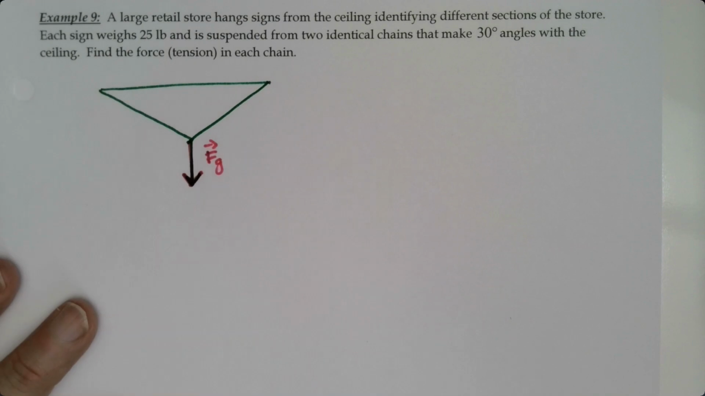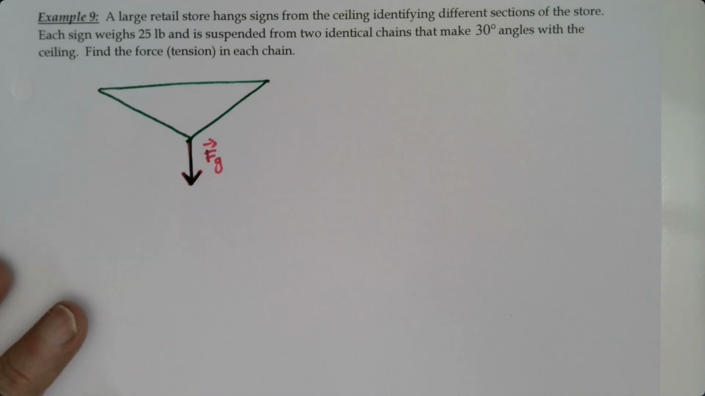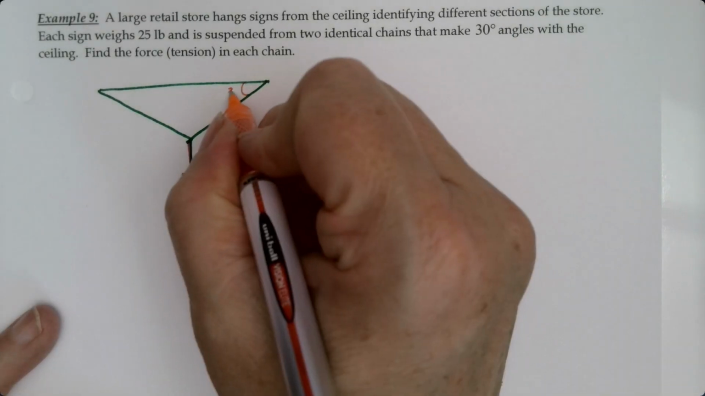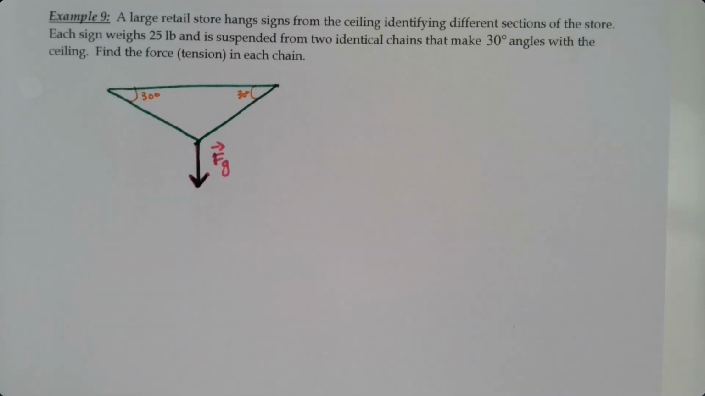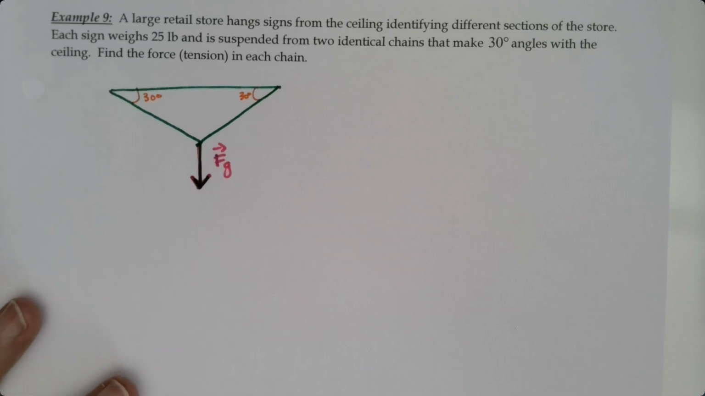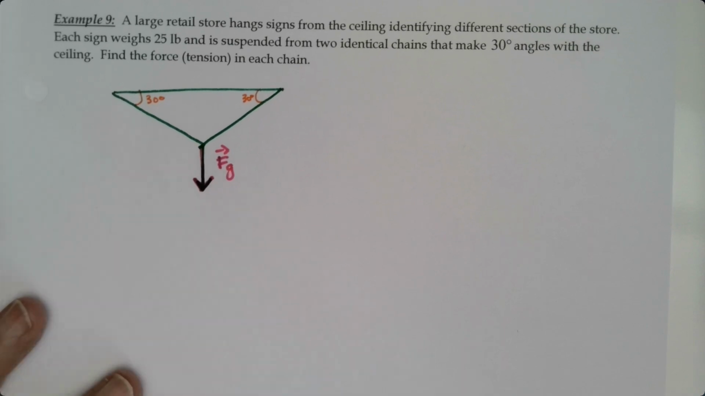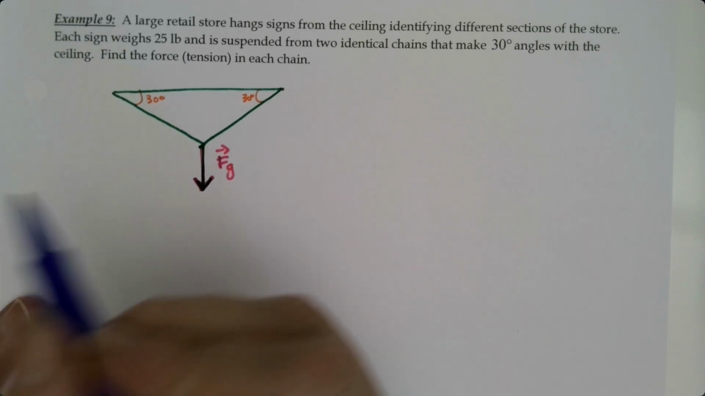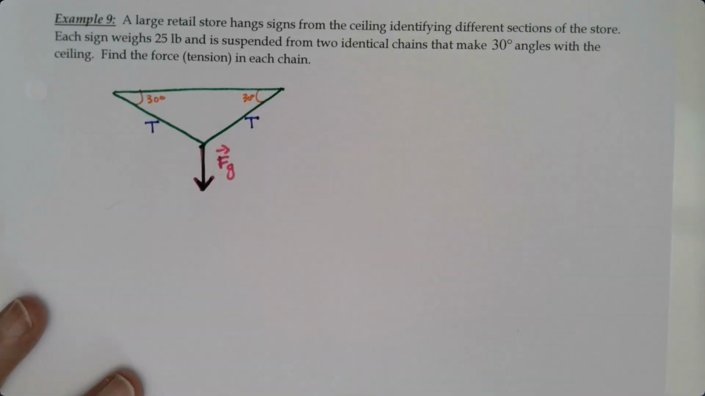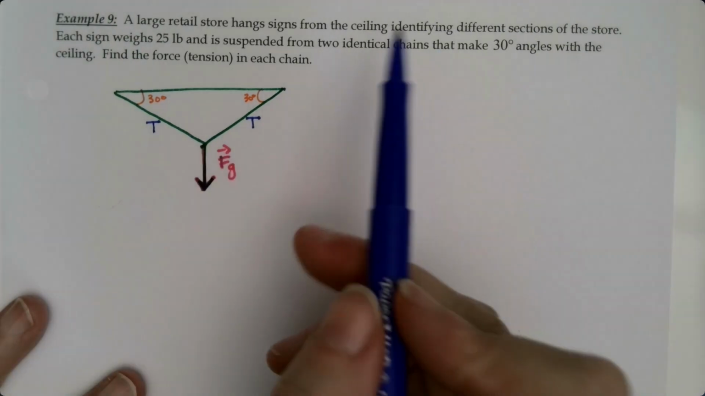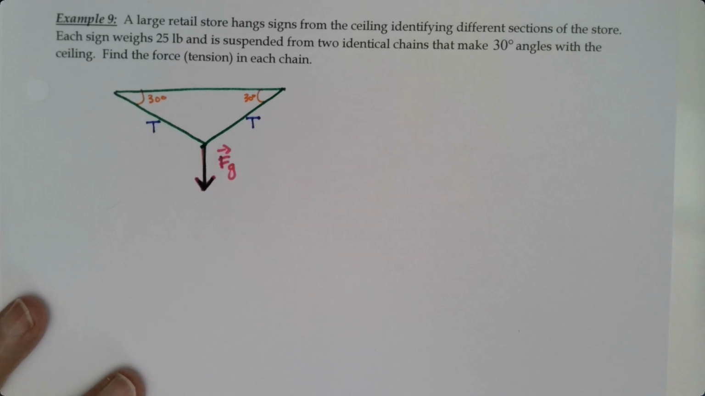And then we have 30-degree angles with the horizontal. So that means that this angle right here is 30 degrees, and this angle right here is 30 degrees. And then we also know that the chains are identical. That means that whatever the force is on these two, we know that it's the same. So they have the same force because they're making identical angles with the ceiling.